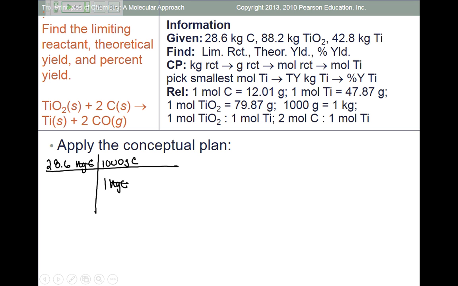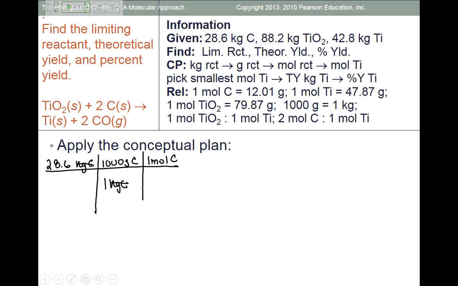So our kilograms cancel out. Now we want to convert that to moles, because the relationship in our equation is in moles, because remember, each molecule and each atom has a different mass. So we want to convert that to moles. It's comparable.